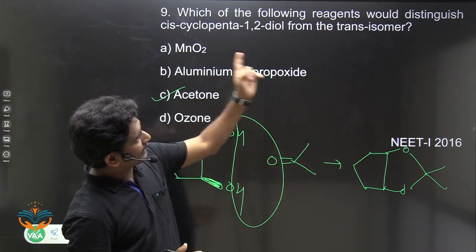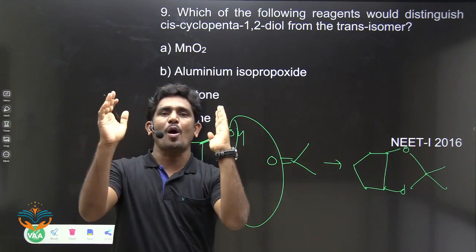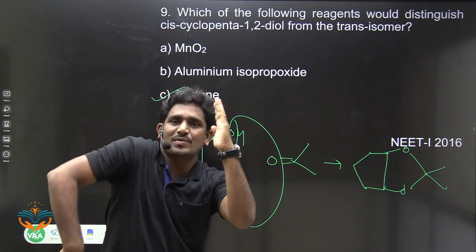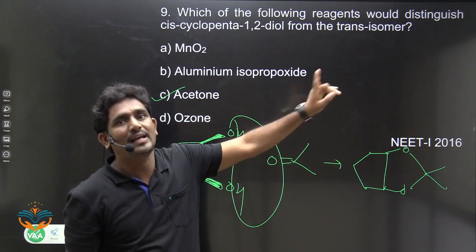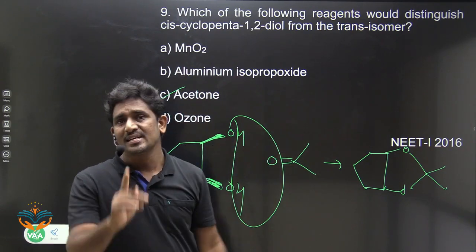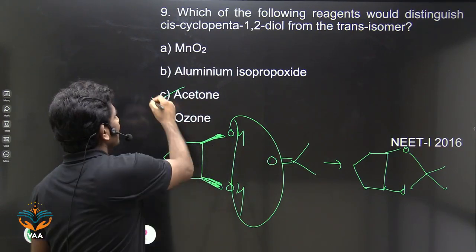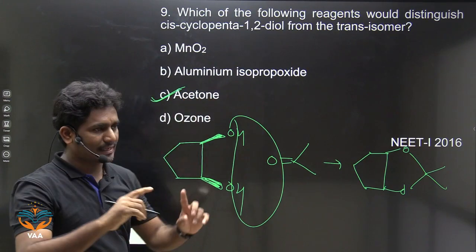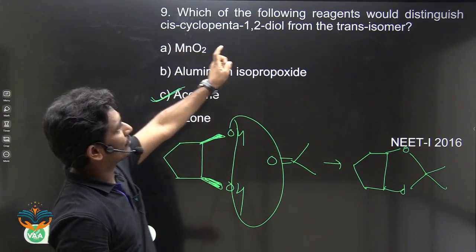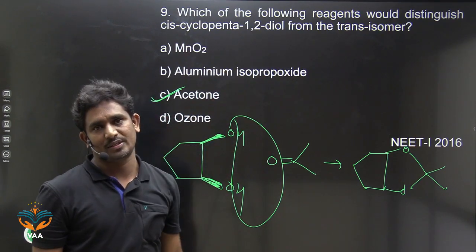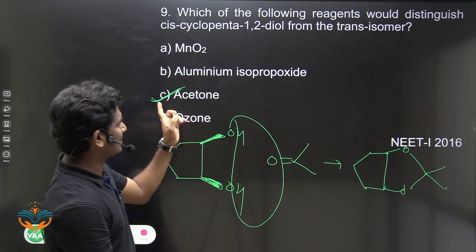ठीक है, but if you take the trans isomer, they are exactly opposite to each other. One is above, the other one is below. They are far away from each other. It cannot form any cyclic ketol. So this reagent is used to distinguish cis compounds from trans compounds. Okay, so the answer is C.